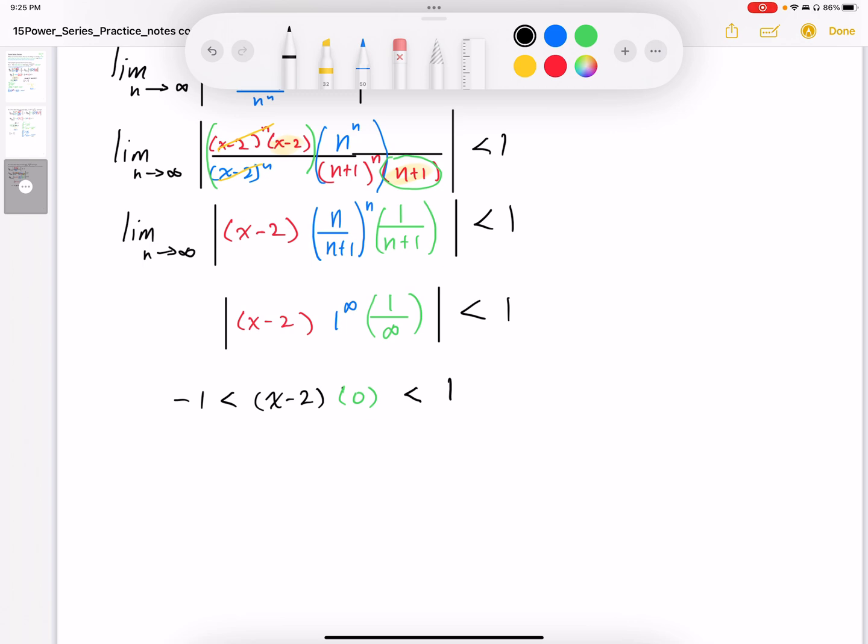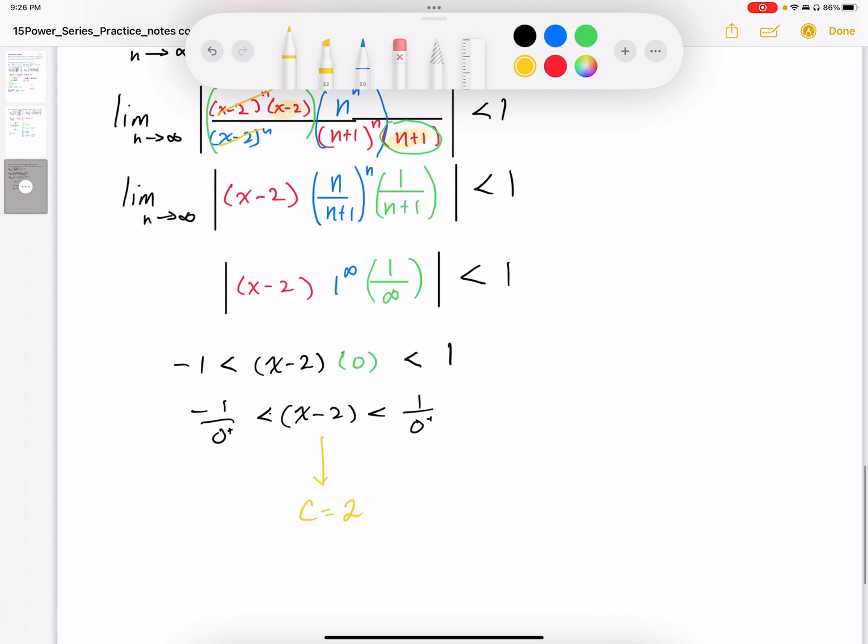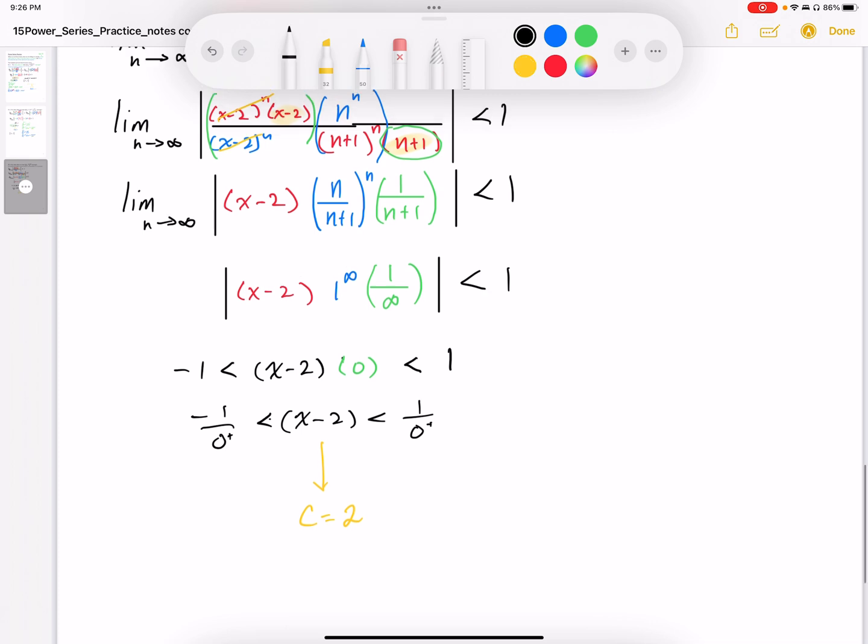Now we can also show this, and this is unnecessary, but we can show it like this. We can say that x minus 2, and then we can divide by 0. So this is going to be 0 plus, and this is 0 plus, and we end up with our center. Our center is going to be at x equals 2. Our radius in this case is going to work out to be: x minus 2 is less than infinity and greater than negative infinity.